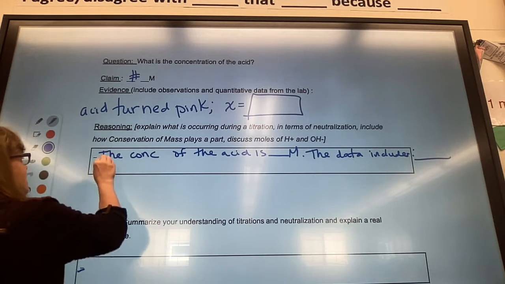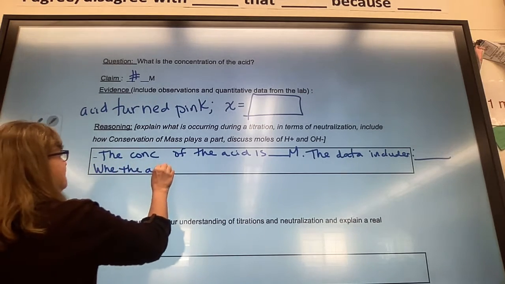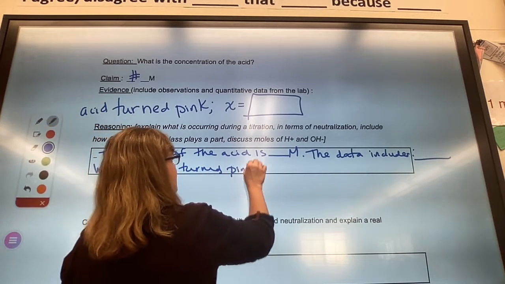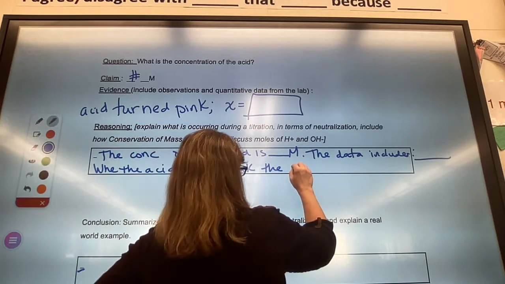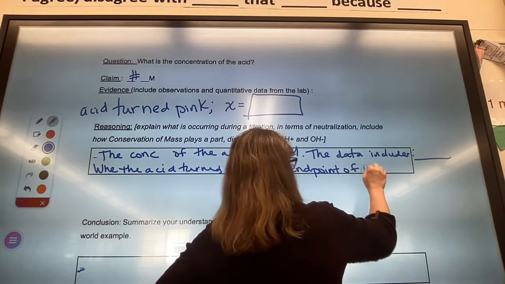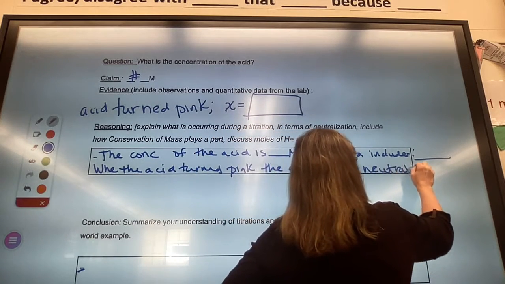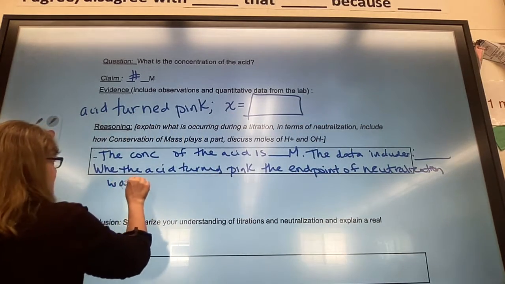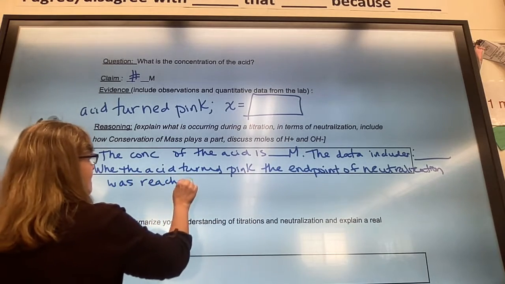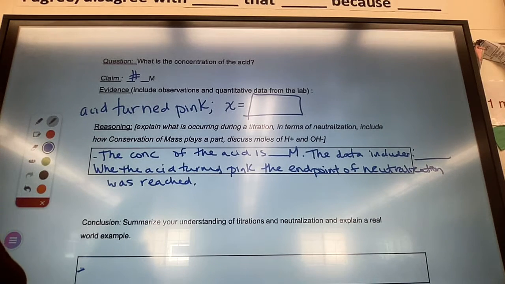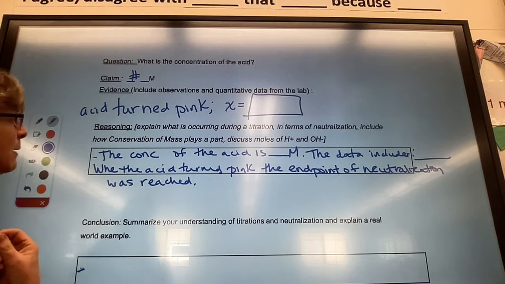Okay. When the acid turned pink, the endpoint of neutralization was reached. Right? That's why you stopped. You reached the endpoint. And the endpoint in this lab was the acid and the base had reached essentially equal. They were neutral.